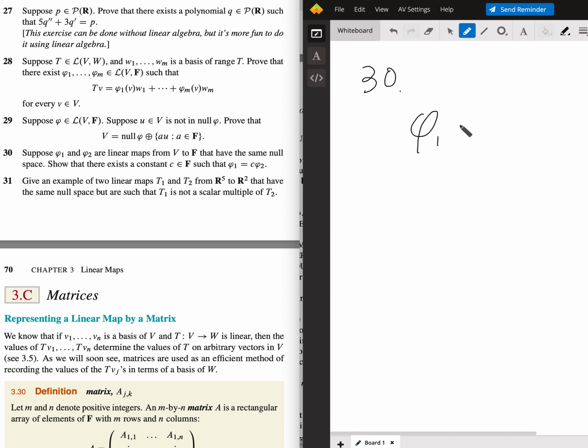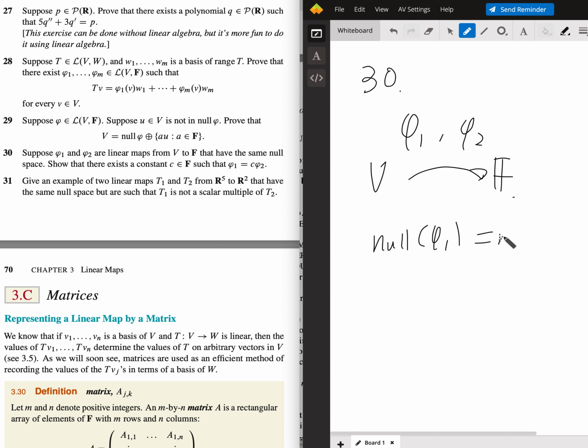So think about this, right? Since you are mapping from V1 and V2, both are mappings from V to F, and they have the same null space, right? So what is not in their null space is also the same. The elements that actually map to some non-zero number in F, all those elements are the same across V1 and V2.